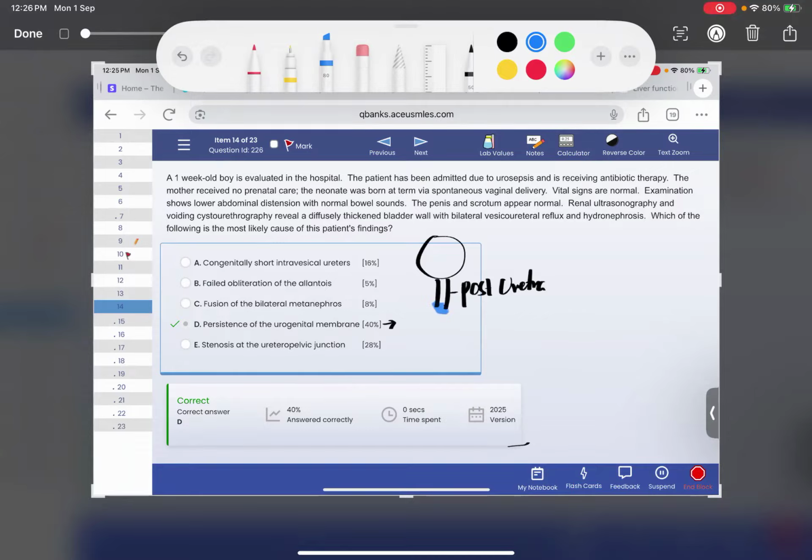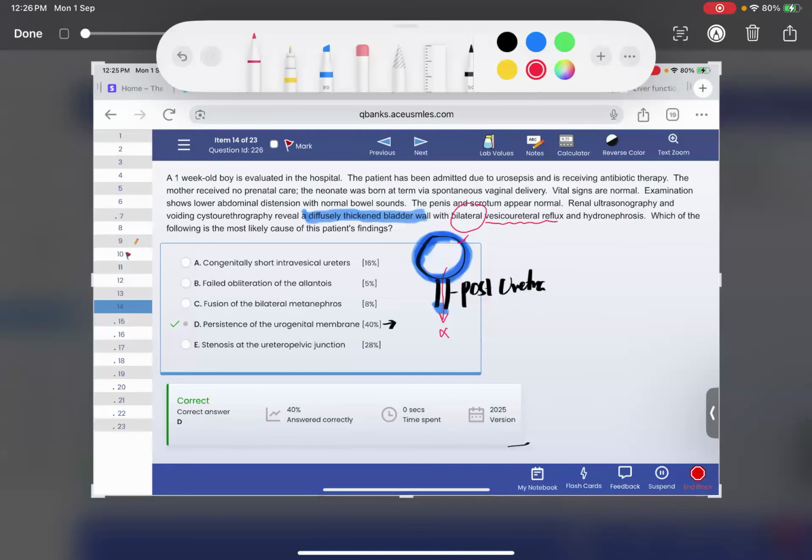So this is the anatomical problem. After this, we will have increased force on the bladder because the urine is not passing through. So the pressure over here will be raised, and we will have a diffusely thickened bladder wall. So it's like an obstruction, right? Yes, great. It's an obstruction.